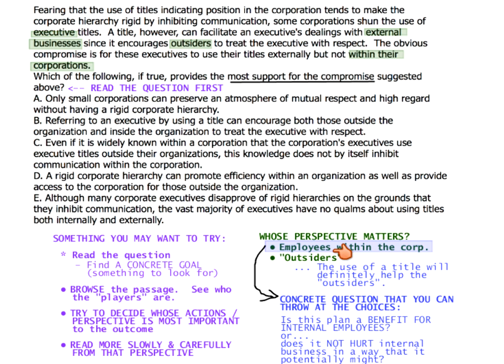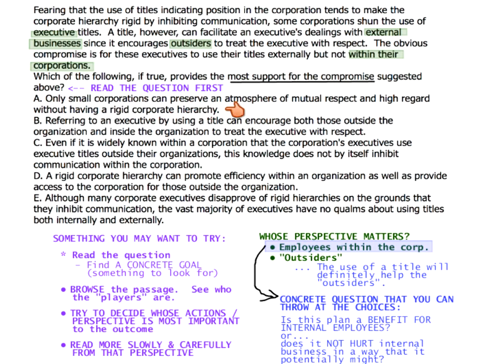Like, they might take that four-word title off of their name tag. They might just be Susan instead of VP of Marketing Operations. But we still know that when they go off campus, they're using these titles, right? So that might be a thought that you have. If you have that thought, that's going to be what they go for here. But even if you don't, you still have this concrete question that you can throw at the choices, right?